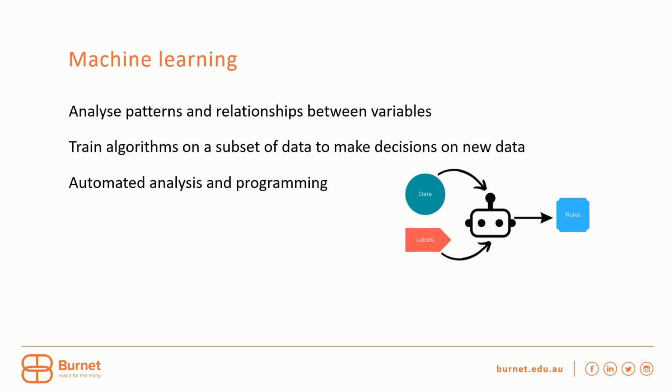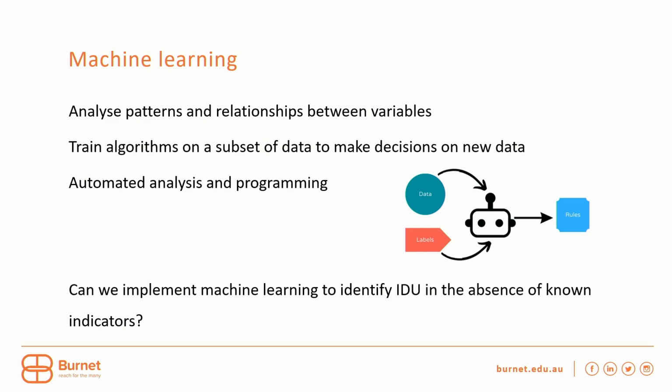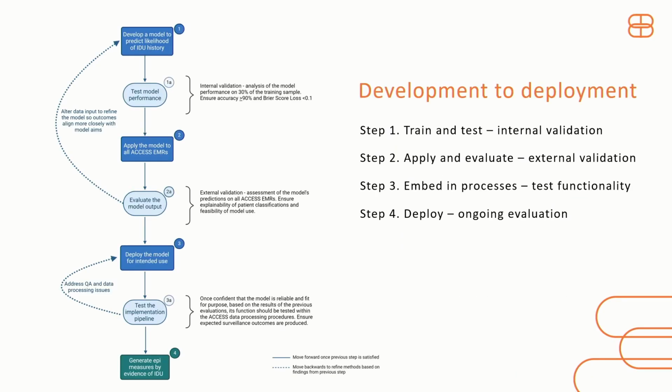Machine learning algorithms are trained on a subset of observed data to subsequently make decisions on new data based on the patterns they've learned. So we can provide the computer with a sample of examples that we want it to learn from, and then it'll come up with its own rules without the need to program, so it's completely automated. The aim of this research was to evaluate whether we can implement machine learning to identify injecting drug use in the absence of known indicators.